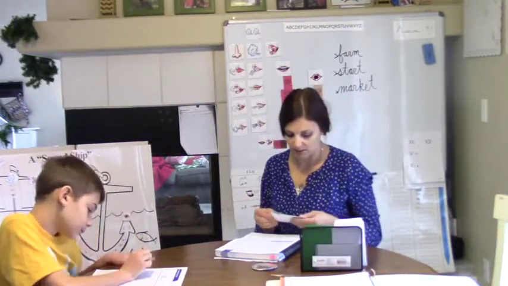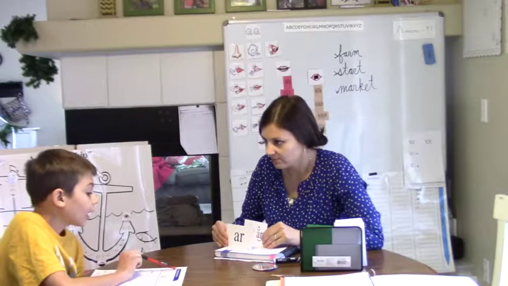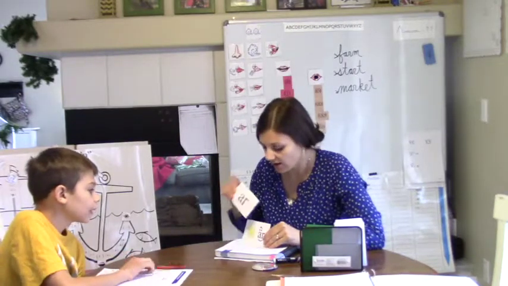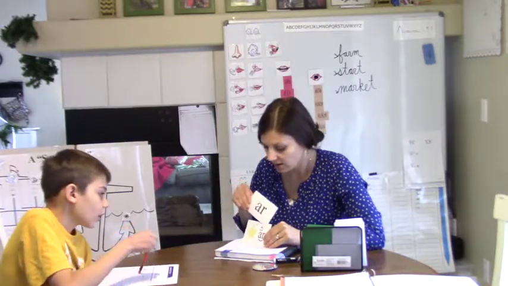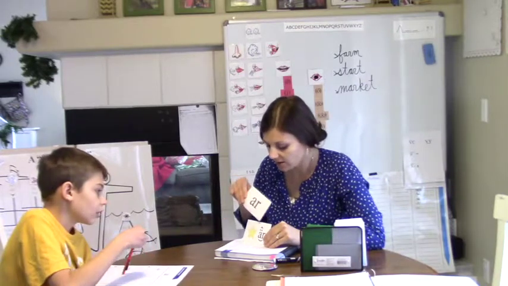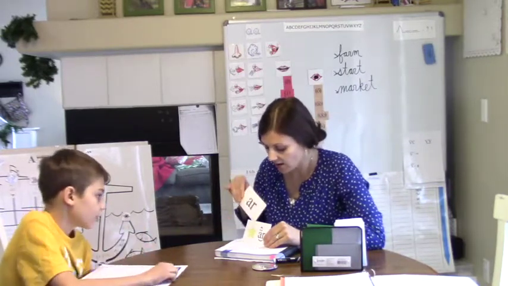All right. I'm going to give you the name of the grapheme. You give me the keyword and sound. Combination AR. Star, R. Combination AR. Star, R.